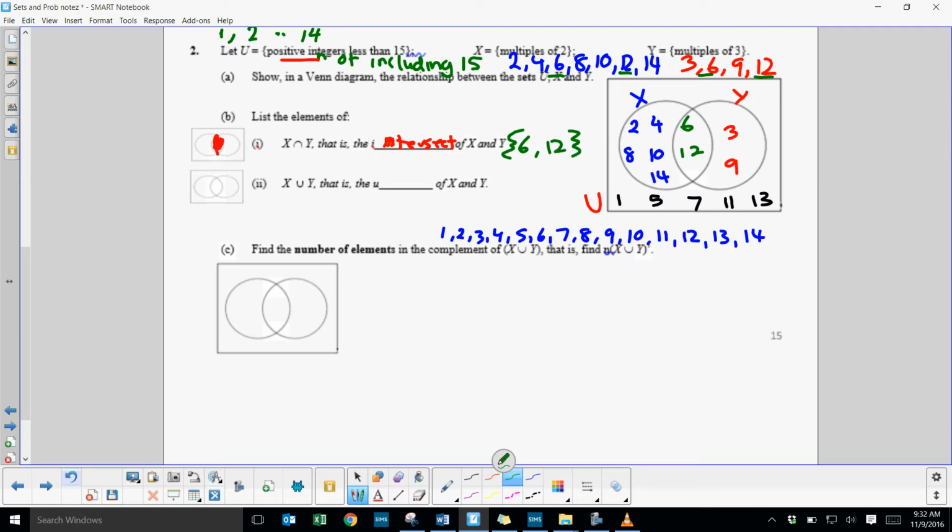X union Y, that stands for the union. So by the union, we mean all of the circles coloured in. So I've got these Venn diagrams here just to help you visually work out what the union would be. The union is all the numbers that are inside the circles, not the ones that are outside the circles. So not the numbers 1, 5, 7, 11, 13.